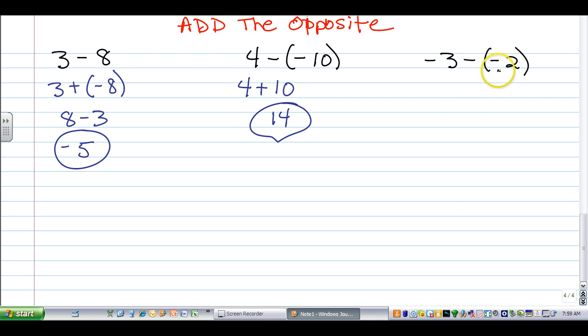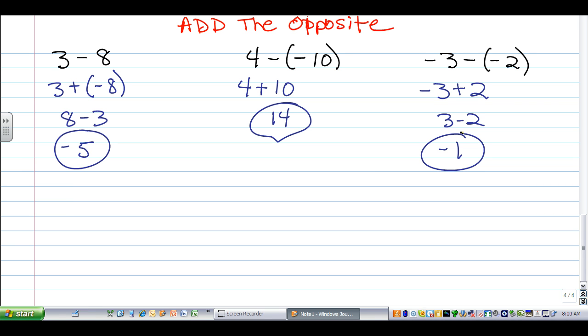All right. And let's look at this one that's kind of complicated, but it's not for us. -3 minus a -2. Do we do anything to the first one? No, that stays. It's a subtraction problem, so I'm going to change it to addition. And I'm going to add the opposite. Opposite of -2 is +2. And now I've got one of each. I've got a negative and a positive, so that rule is just subtract and then take the highest absolute value, which is a negative.